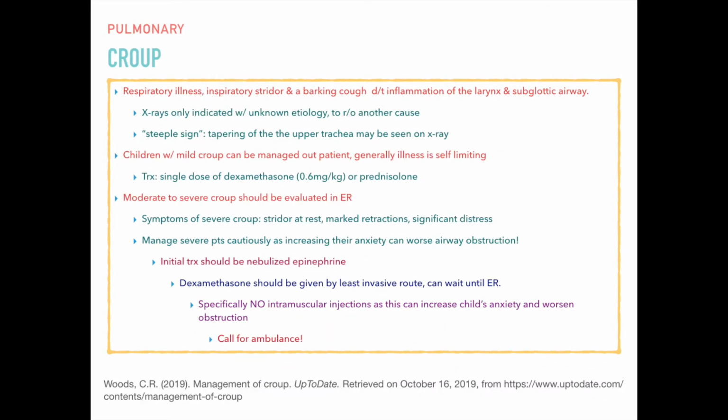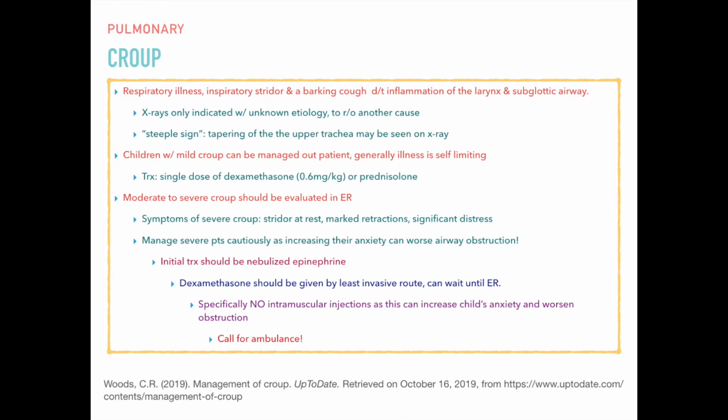CROUP is a respiratory illness that may cause inspiratory stridor and a barking cough. X-rays are only indicated if the etiology is unknown. Otherwise, they are not needed. If they are done, you may see the steeple sign, which is tapering of the upper trachea, and this is a sign of CROUP. Children with mild CROUP can be managed outpatient. Generally, this illness is self-limiting. If you see them in the office, they can have a single dose of Decadron, which is 0.6 mg per kg. Moderate to severe CROUP, however, they need to be evaluated in the ER.